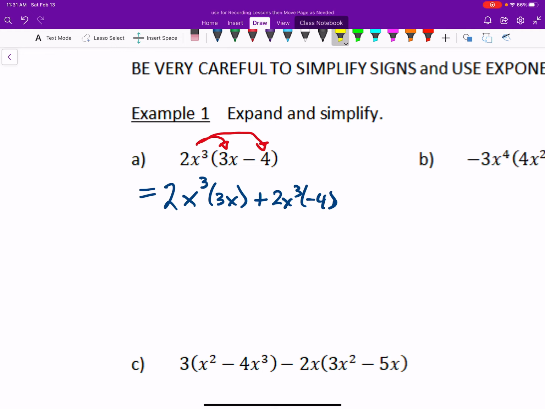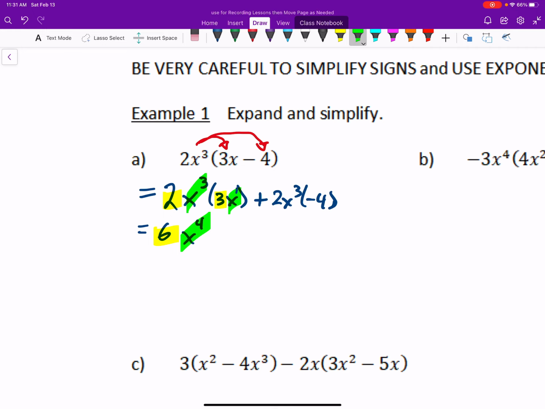And then we multiply the coefficients times the coefficients. So 2 times 3 gives me 6. And x cubed times x, remember your exponent laws. This is assumed to be an exponent 1 on that x inside the brackets. And so exponent laws tell me that when I multiply powers, I add the exponents together. I got x to the 4 from that part of the multiplication.